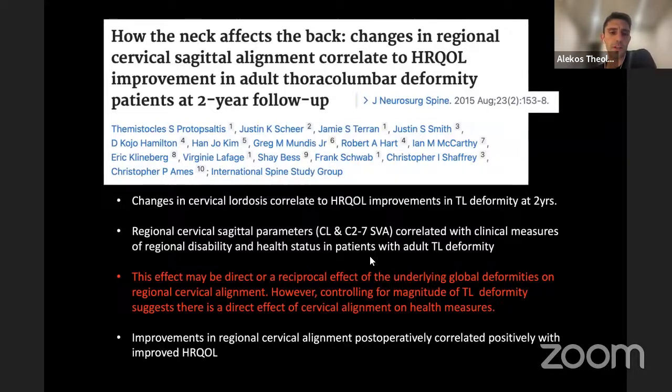showed something similar, that you can have improvements in the alignment of the cervical spine, which may improve your outcomes independently. And they stated this may be a direct or a reciprocal effect of the underlying global deformity on regional cervical alignment. However, after they controlled for the magnitude of the thoracolumbar deformity, there seems to be a direct effect of cervical alignment on health measures.